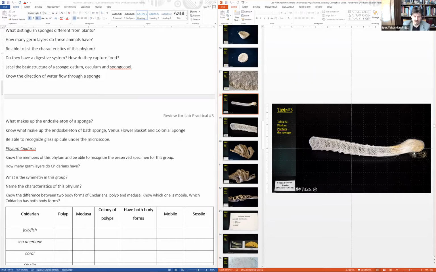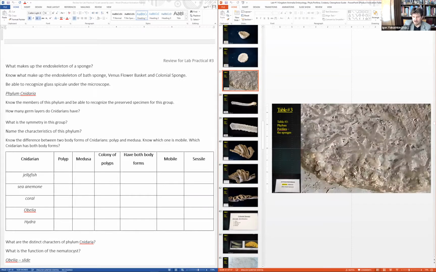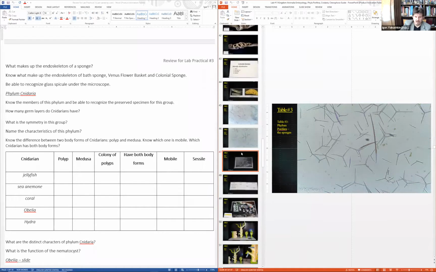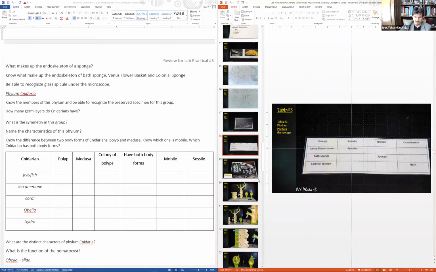They kind of start poking your fingers. Not a very pleasant feeling. All right, and then be able to recognize glass spicules. Here we have, well, this is not a glass spicule. This is the spicule made out of calcium carbonate. And here we're looking at the glass spicules. Already talked about those. All right, so yeah, spicules, spongin, boss. So here we have those ones.